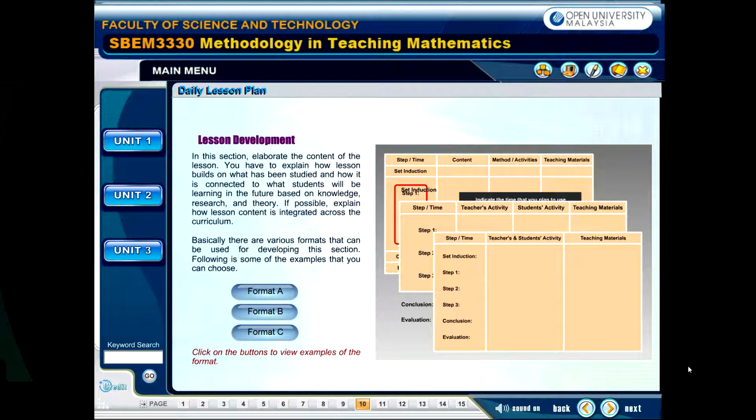In this section, elaborate the content of the lesson. You have to explain how the lesson builds on what has been studied and how it is connected to what students will be learning in the future based on knowledge, research, and theory. If possible, explain how lesson content is integrated across the curriculum. Basically, there are various formats that can be used for developing this section. Following are some of the examples that you can choose: Format A, Format B, Format C. Click on the buttons to view examples of the format.